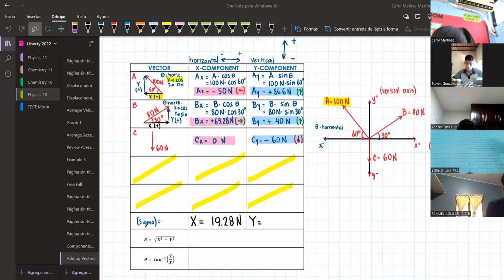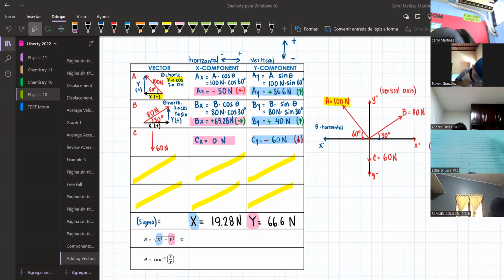66.6. Very good. So what do we do after? We're going to apply these formulas to calculate the resultant. You're going to replace x with x and y with y, and we're going to follow the formula.